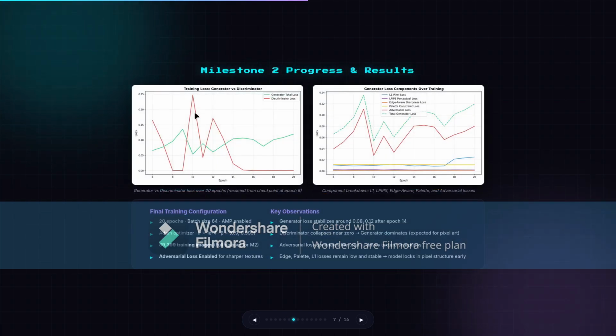For this final milestone, we scaled to the full dataset and trained for 20 epochs with mixed precision AMP on a Colab T4 GPU. Looking at the chart, the discriminator loss completely collapses towards 0 by epoch 14, meaning the generator has learned to produce outputs that perfectly fool the discriminator. Exactly what we want for pixel art, where the output should be indistinguishable from the real sprites. The adversarial loss component dominates the total generator loss, driving texture sharpness, while our edge-aware and palette loss remain low and stable, proving our custom constraints guide the GAN without destabilizing training. This full-scale training is the core achievement of milestone 2.